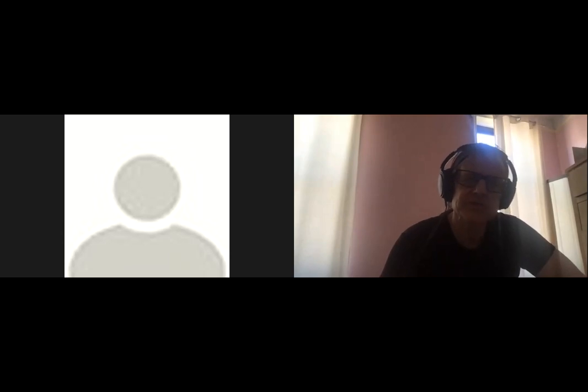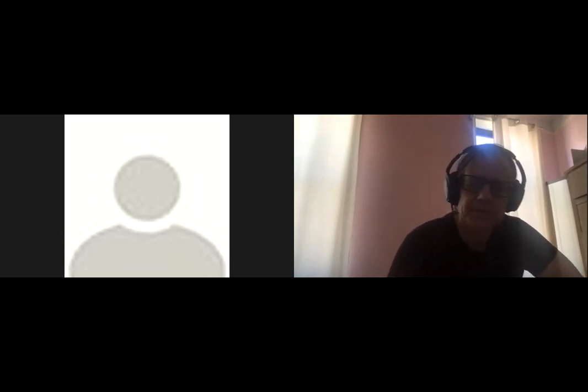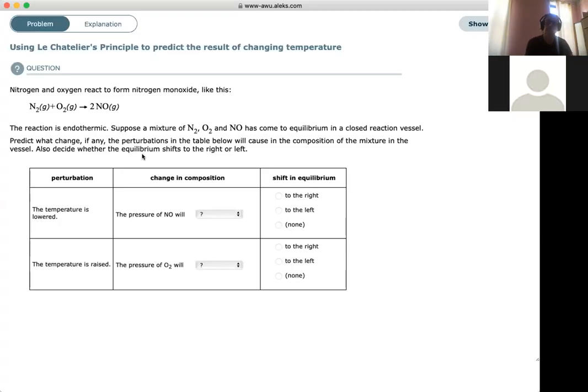There's typically 3, but we're just going to look at 2 in this course. The second one we're going to look at is the effect of temperature, which is not an obvious relationship. Okay, so let me bring this up. So we're going to use LeChatelier's principle to predict the result of changing temperature. Remember, LeChatelier's principle says that if you perturb a system that is originally at equilibrium, the system will respond to that perturbation by returning to equilibrium.